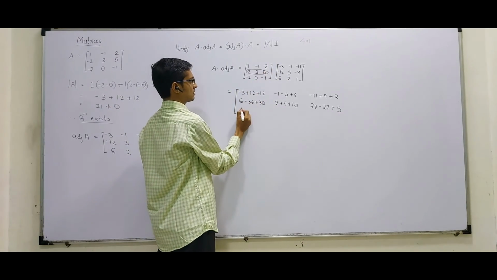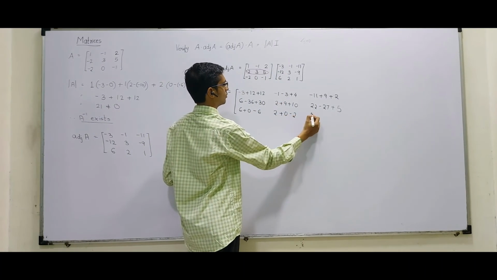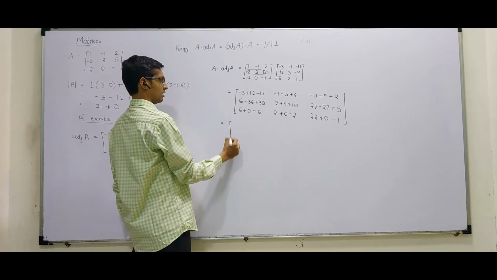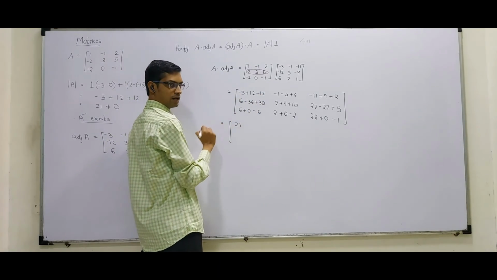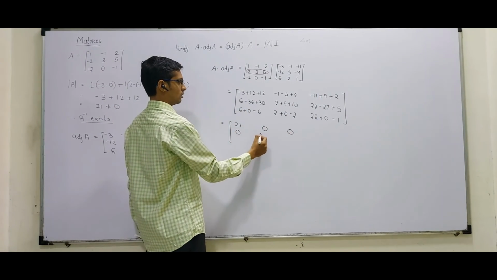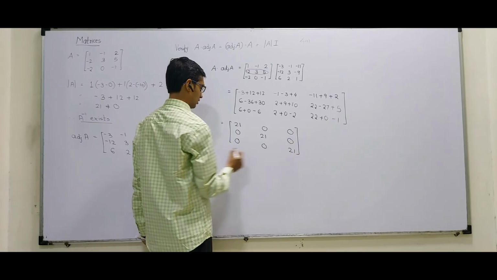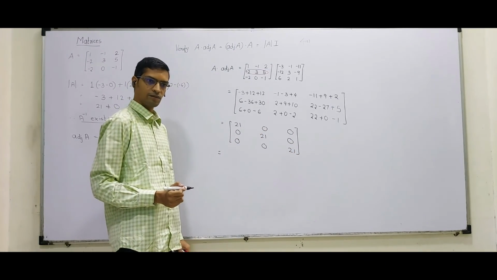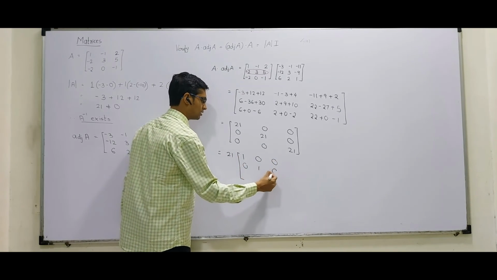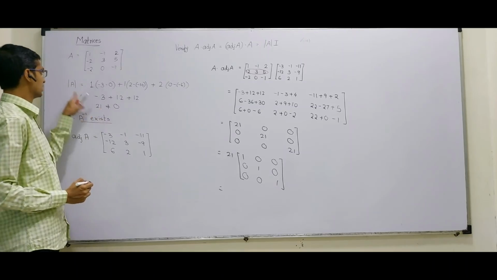Then I take third row. That is 6 plus 0 minus 6. 2 plus 0 minus 2. 22 प्लस 0 माइनस 1, क्या हो जाएगा ये? 24 माइनस 3, 21. 0, 0 है ना. 0, 21, 0; 0, 0, 21. पूरे मैट्रिक्स से मैं कॉमन क्या निकालूंगा? 21. 21 कॉमन निकाला, व्हाट इज लेफ्ट इनसाइड? 1 0 0, 0 1 0, 0 0 1. करेक्ट. 21 क्या है मेरा? डिटर्मिनेंट है.